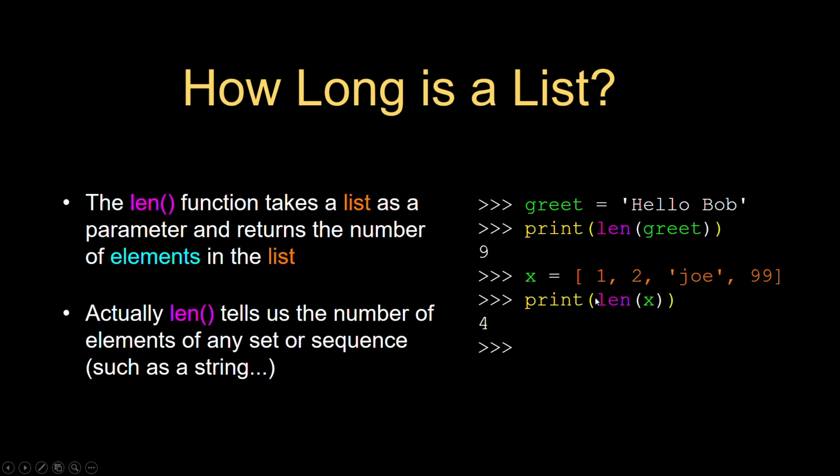If we apply this len on a list, for example, X is a list which has integer numbers as well as a string, the len function will find out how many items, not how many characters, how many items. Remember, each item is separated with a comma. So how many items are in the list. So len gave you the number of items in the list. We have 4 items here, so len of X gives you 4.